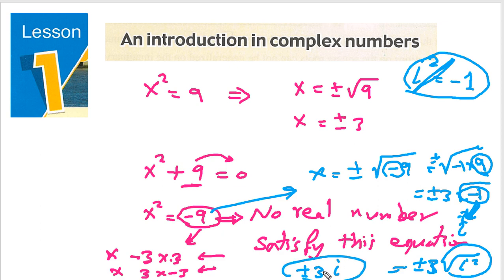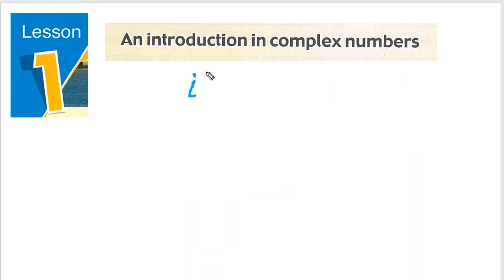But what is this number? This number does not lie in reality. Then we will call a new set, which is called the complex numbers. It depends on the imaginary numbers, or the imaginary part, which is I squared, and it will be negative 1. Then I squared is equal to negative 1.